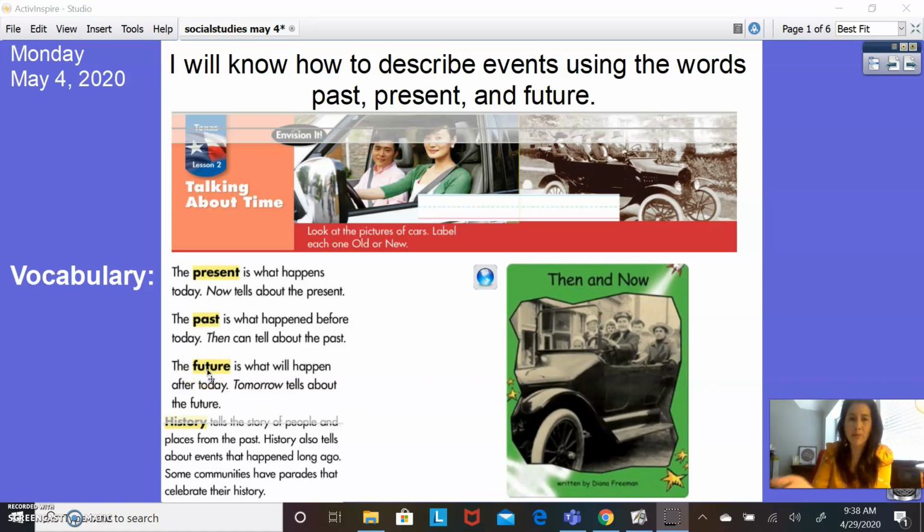The word future is what will happen after today. So tomorrow will tell about the future. Next, this summer tells about the future. It has not happened yet.